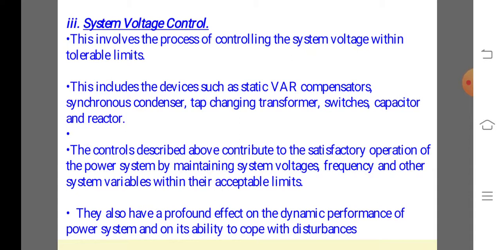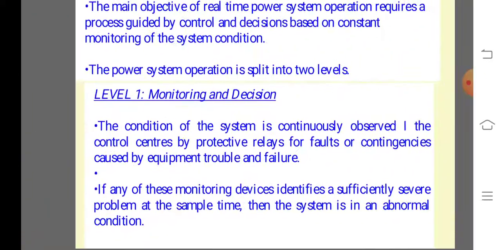The controls described above contribute to the satisfactory operation of the power system by maintaining system voltages, frequency and other system variables within their acceptable limits. They also have a profound effect on the dynamic performance of the power system and on its ability to cope with disturbance.